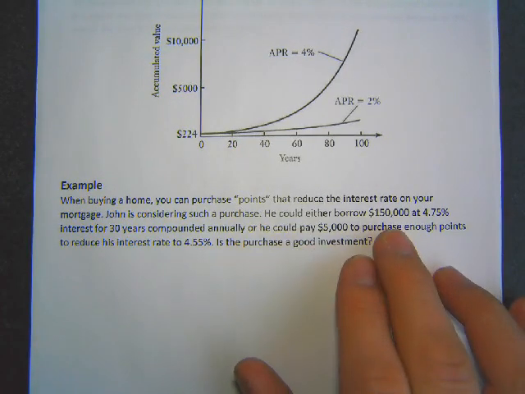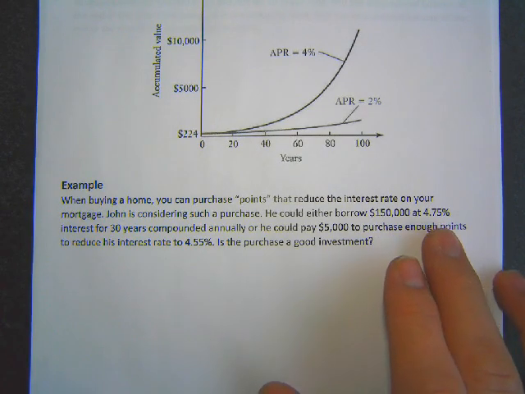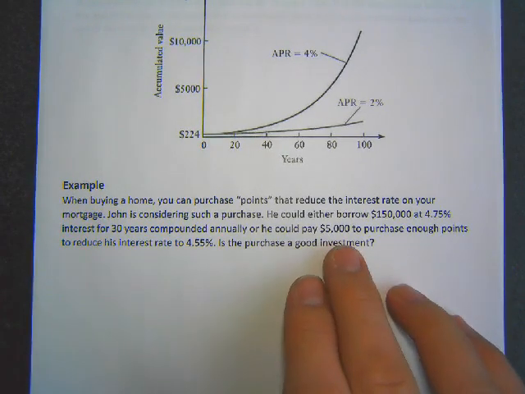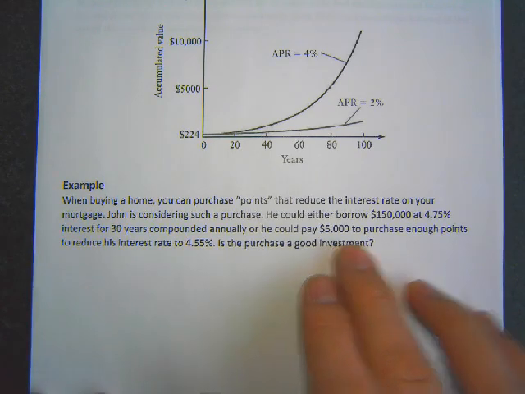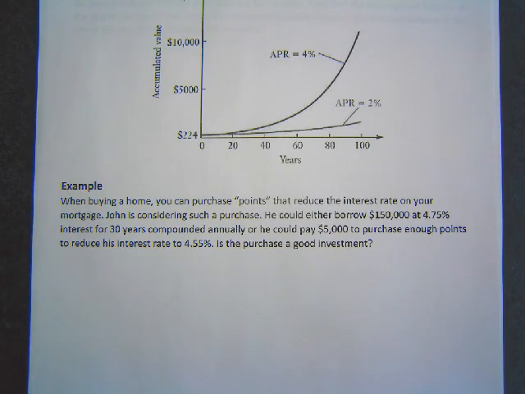He could either borrow $150,000 for his mortgage at 4.75%, and it's a 30-year loan, which is typical for homes. Or he could pay $5,000 extra to purchase enough points to reduce his interest rate to 4.55%. I don't believe the $5,000 goes towards paying off your house. It's just a fee you're paying, and they give you a little bit better interest rate. I might not be right about that because I'm not a home expert. That's something you definitely want to talk to your mortgage financer about if you go to buy a home and do points. But points are a way to get a lower interest rate.